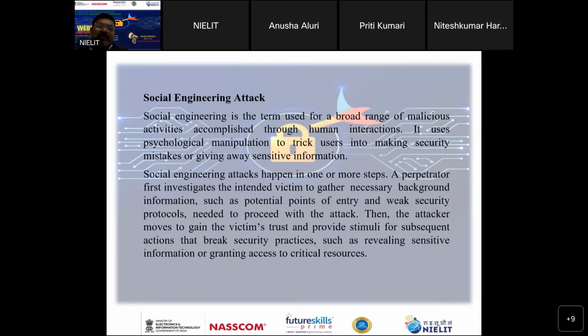Social engineering attacks happen in one or more steps. A perpetrator first investigates the intended victim to gather necessary background information, such as potential points of entry and weak security protocols, needed to proceed with the attack. Then the attacker moves to gain the victim's trust and provide stimuli for subsequent actions that break security practices, such as revealing sensitive information or granting access to critical resources.